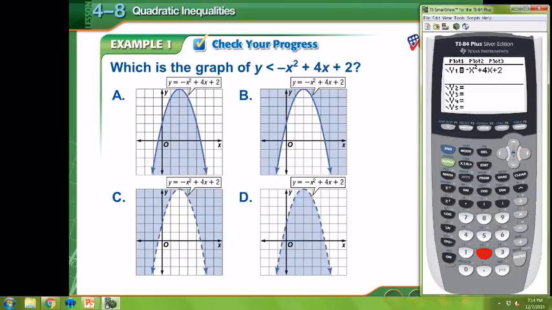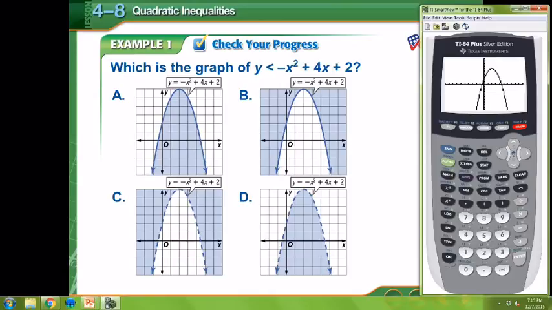Now, because this inequality is less than, I know that when I'm graphing this inequality, I'm going to use a dotted line. Only when it is less than or equal to or greater than or equal to would it be a solid line. So I know automatically that choices A and B are not correct. It has to be C or D, a dotted line, because it's just less than. Okay, so I'm going to hit graph so I can look at the graph of this parabola. And we can see that our graph is similar to C and D.